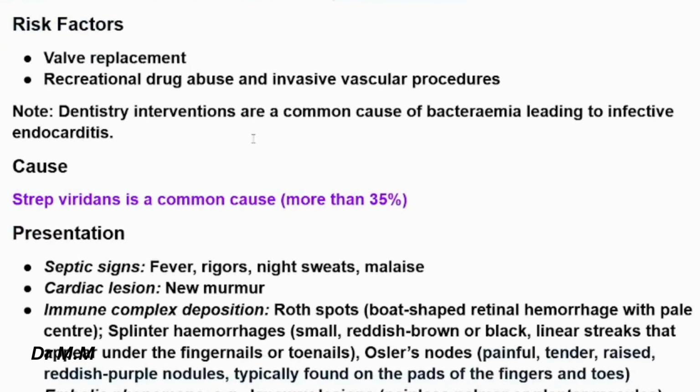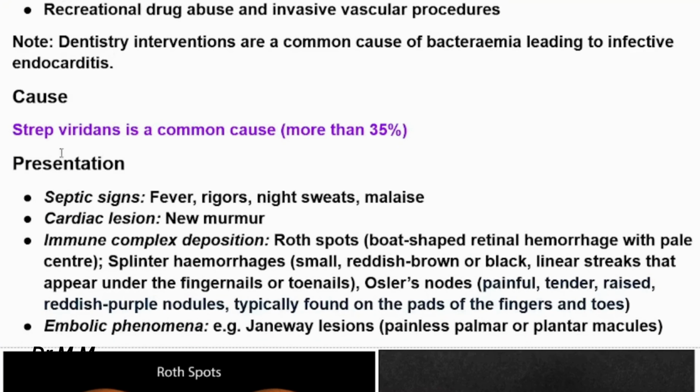Dental interventions are a common cause of bacteremia leading to infective endocarditis, and the cause is Streptococcus viridans, which is responsible for more than 35% of infective endocarditis.